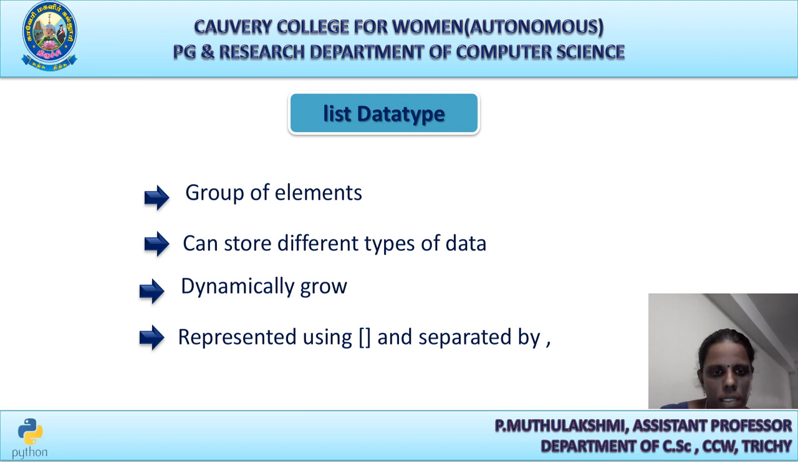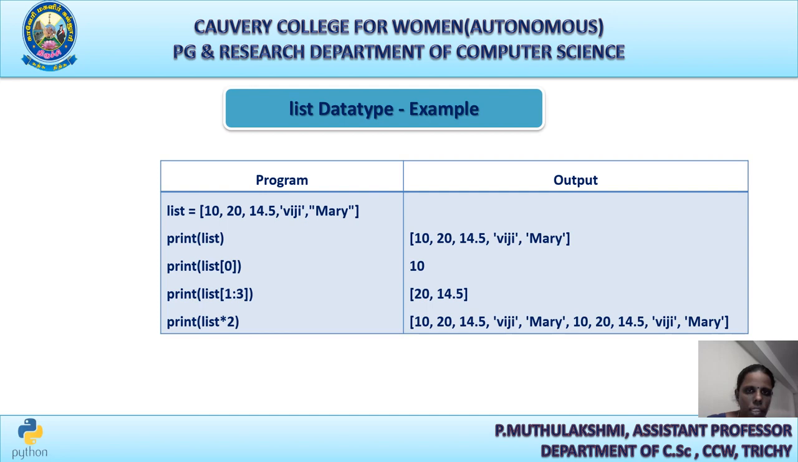How is the list represented? Lists are represented using square brackets, and each and every element in the list is separated by the comma symbol. Example for your list data type: list is equal to, start the square bracket, 10, 20, 14.5, Vijay, Mary, then end the square bracket. So 10 and 20 are integer values, 14.5 is a floating point value, Vijay and Mary are strings. Both single quote marks as well as double quotation marks are acceptable. So this is the format of creating a string.